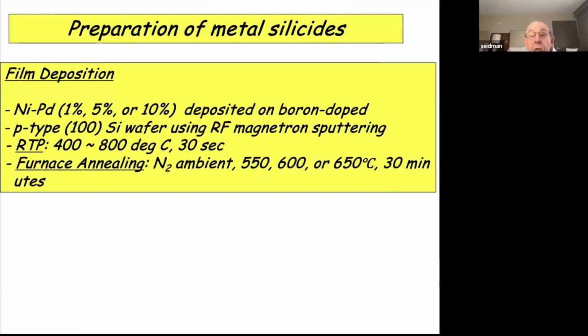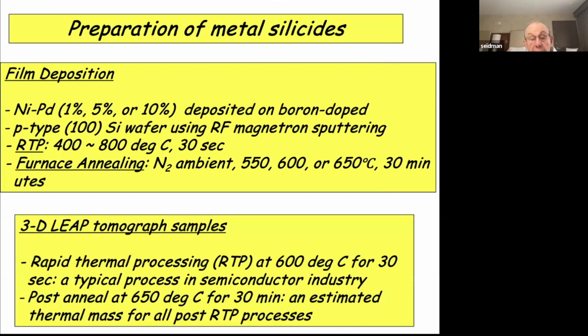Okay, so for the film deposition, the preparation of metal silicides involves nickel palladium, say 1, 5, or 10%, deposited on a boron-doped, P-type silicon wafer, and that's done with radio frequency magnetron sputtering. The processing is between 400 and 800 degrees C for 30 seconds, or furnace annealing in a nitrogen ambient at 550, 600, or 650 degrees C. All of these numbers now are out of date because the whole semiconductor industry has become more and more sophisticated.